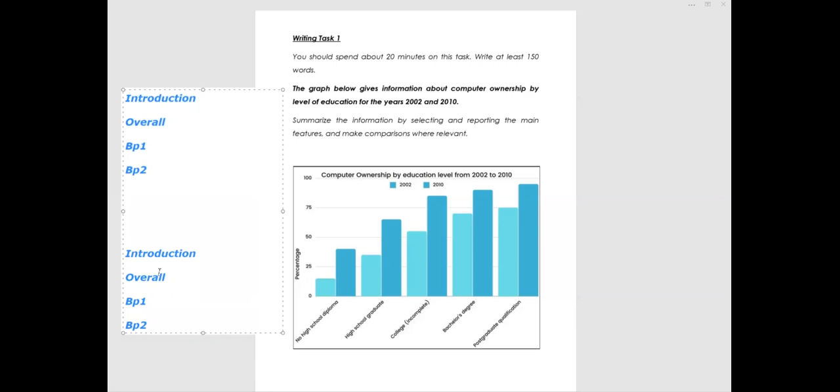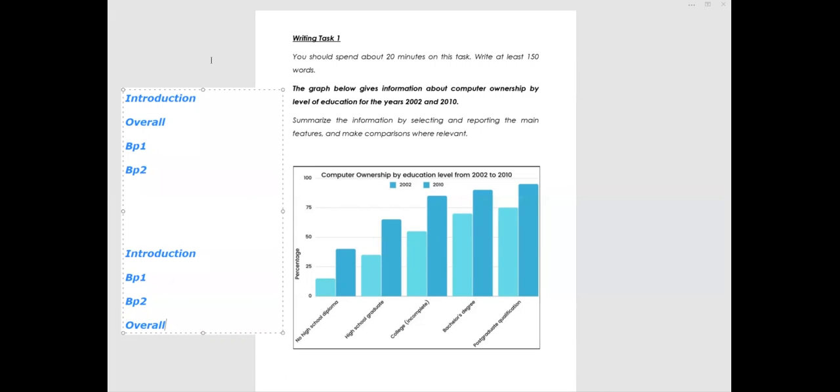Next thing after that, what you should know is the structure. There are 2 structures which you can actually follow for your writing task 1. First is this one. You write introduction, you write the overall view, you write body paragraph 1, and you write body paragraph 2. This is one structure. Another structure is very similar to this one. All of you, I hope, know it. The only difference here is instead of writing the overall here, we write it here after body paragraph 2.